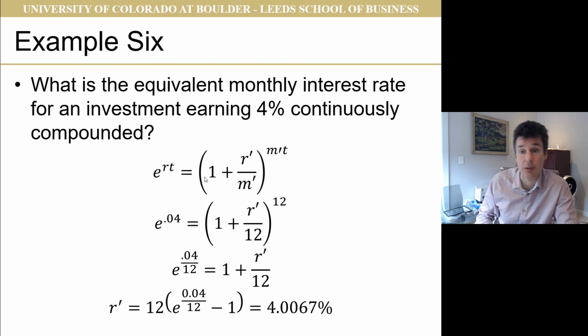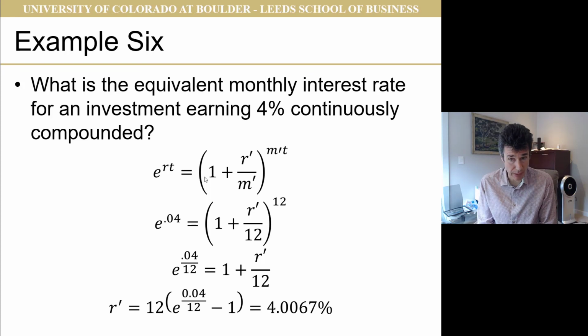And one thing you'll note is that for equivalent rates, the less frequent compounding gives us a higher rate. So continuous is more frequent than monthly. So our continuous rate here is 4. The monthly rate is 4.0067. If we'd done semi-annual, it would even be a little bit higher. If we knew the monthly rate and we're trying to find the continuously compounded rate, the continuously compounded rate would be a little bit lower.